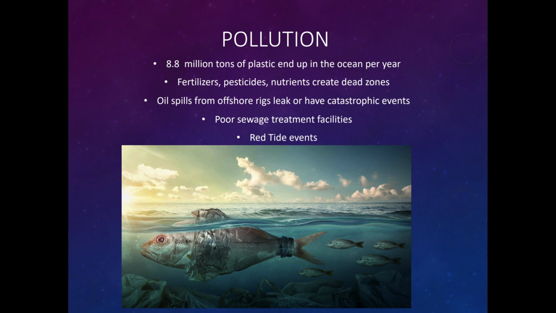All right, guys, to wrap up our oceanography lesson, I do just want to point out that pollution is a big problem. I mentioned the Great Pacific Garbage Patch. You'll learn more about that on Friday. 8.8 million tons of plastic end up in the ocean per year. We've got fertilizers, pesticides, and nutrients that can create dead zones, so that's areas where nothing can survive. We've got oil spills from offshore rigs that leak or have big catastrophic events. We actually had an oil spill in the Gulf of Mexico not too long ago.